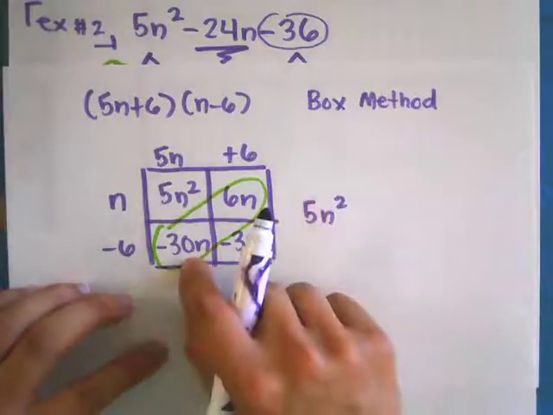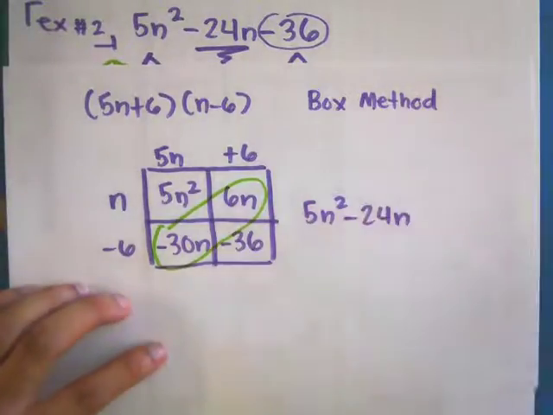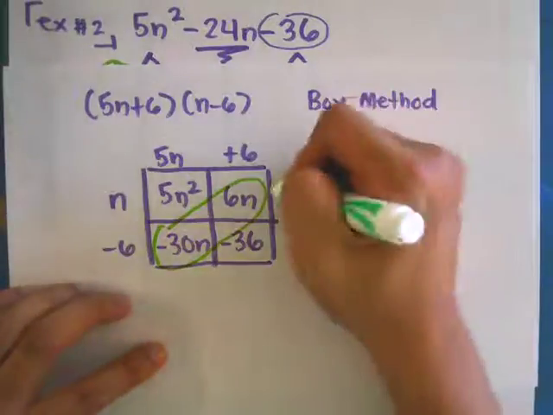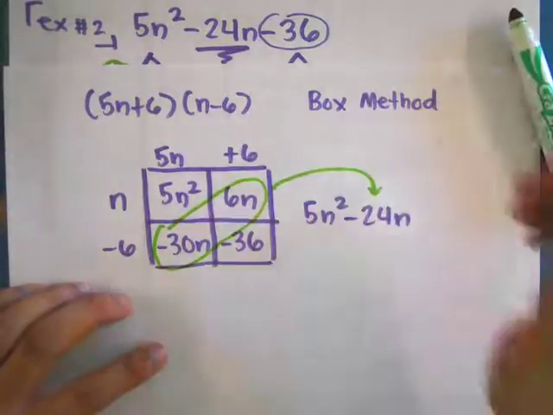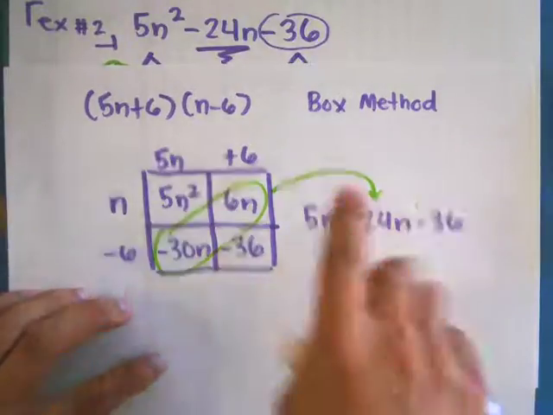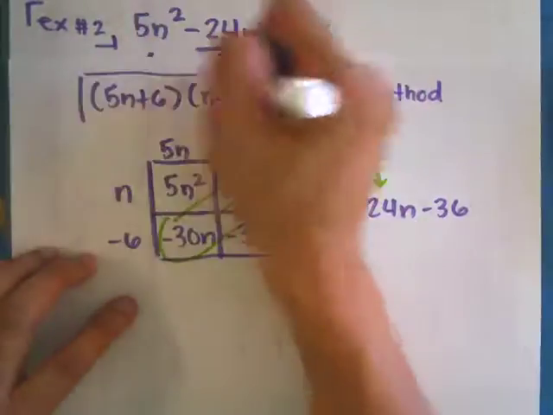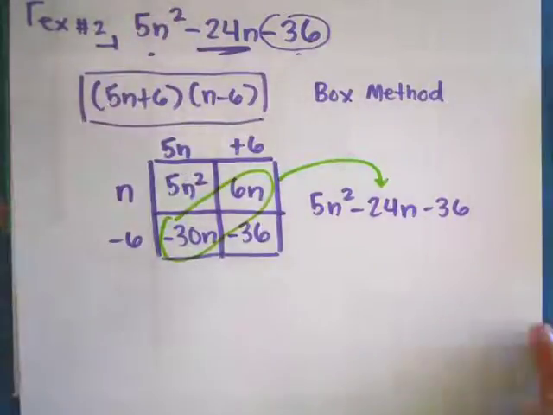Okay, -30n plus 6n is going to be -24n. So that's the like terms over there. And then don't forget the -36. And yes, it matches the original problem that we had for example number 2. So this is really our answer for this example.